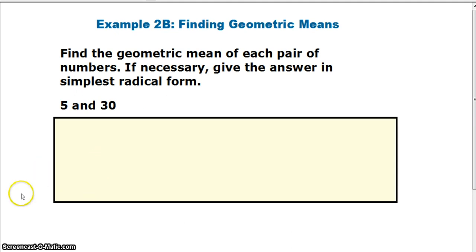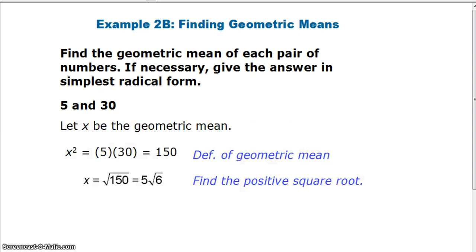So go ahead and find the geometric mean of 5 and 30 and come back and check your work. Okay, so x squared in this case equals 150. When we take the square root of 150, we have 25 times 6 inside, right? So it equals 5 times the square root of 6.